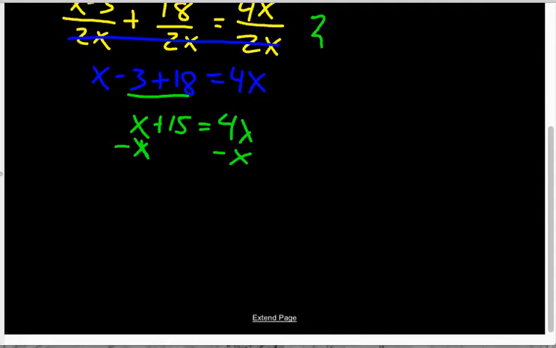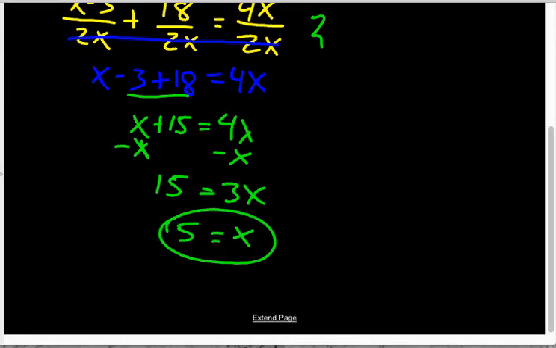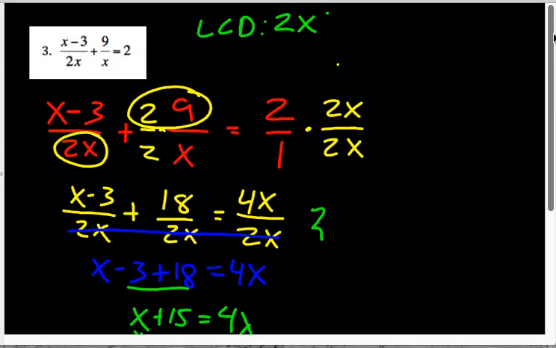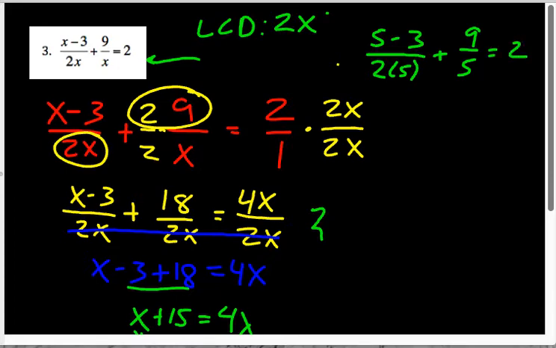And that's going to give me this: 15 equals 3x. And you can see if you divide both sides by 3, x is going to equal 5. Okay. We've got to make sure that that answer actually works in our original equation over here. So plugging 5 in for x, I'm going to get (5 minus 3) over (2 times 5) plus 9 over 5 equals, well, it equals 2.